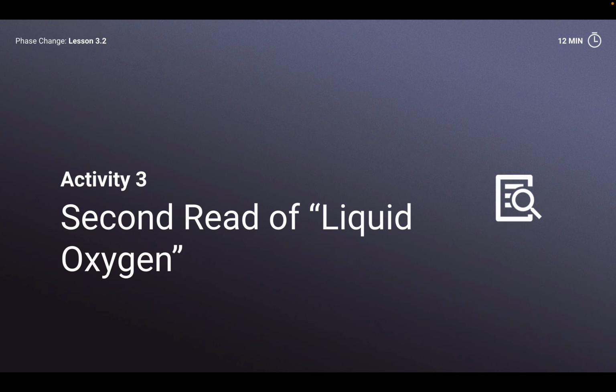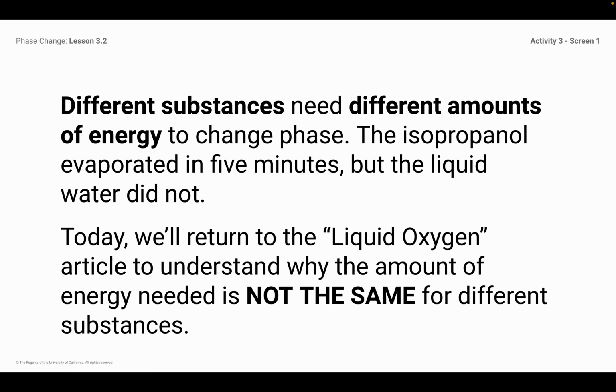Okay, so now let's jump back to the second read of liquid oxygen. Again, we didn't have a whole lot of time in class, and so this was just kind of at the very end. We wanted to talk about why different substances need different amounts of energy to change phase, because you're going to notice that water and the rubbing alcohol did not evaporate at the same rate, and the surface tension between the water and the oil was different because they're different substances, and they need different amounts of energy to change phase.